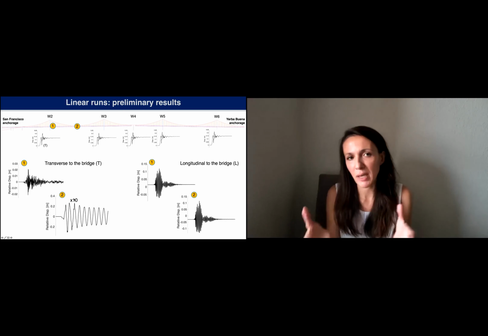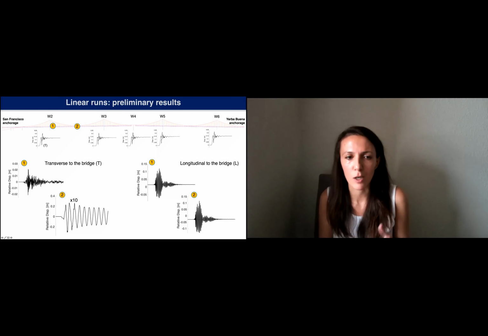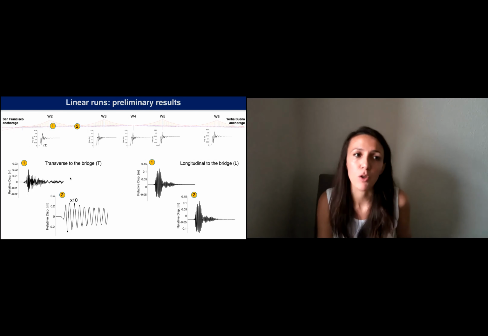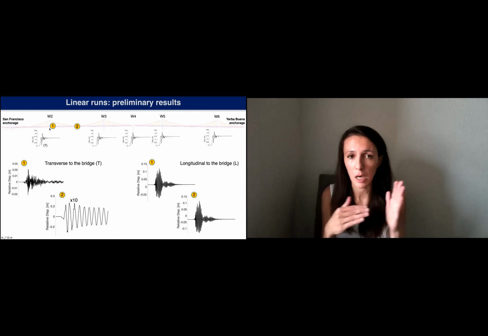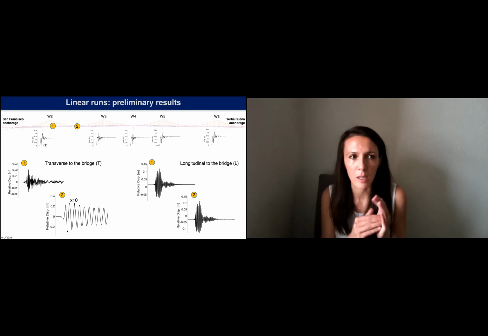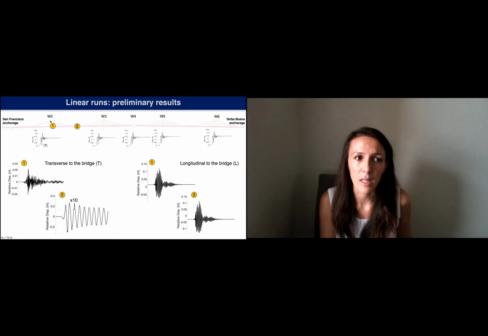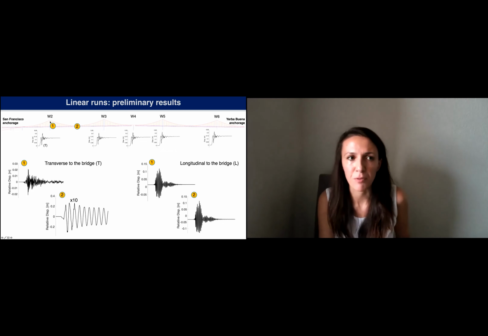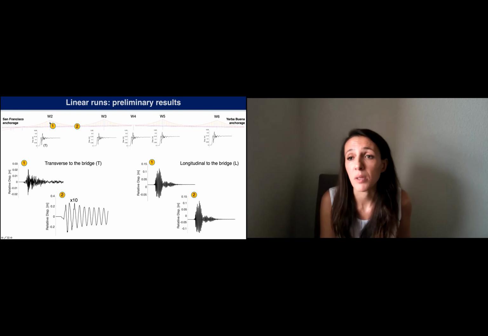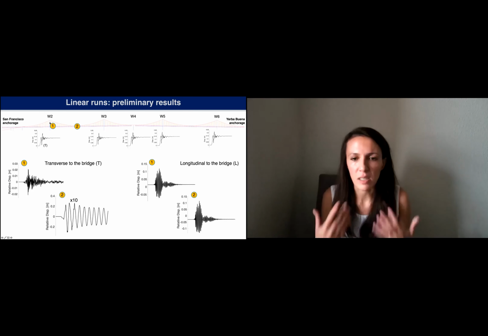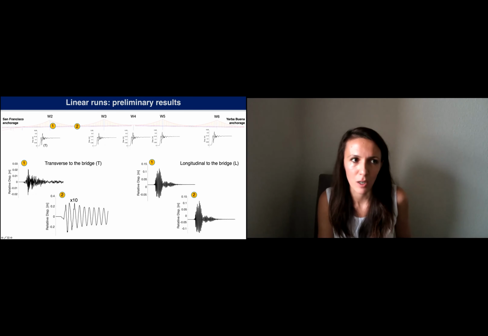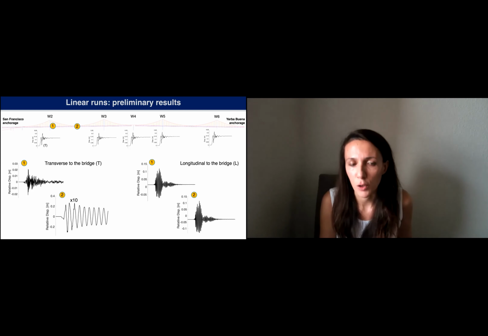What has been really instructive when we look at these linear runs is having a sense of where we should pay attention when we look at the results from the nonlinear runs. For example, whether it would be at the impact, the gap between the tower and the deck, or at the connection, especially in terms of higher frequencies, between the cables and the tower. So we are just starting to look at the first results and are planning on moving towards the execution of the nonlinear runs.